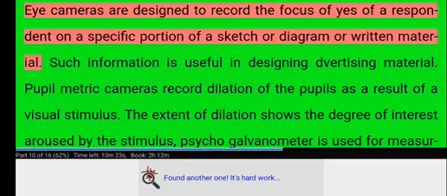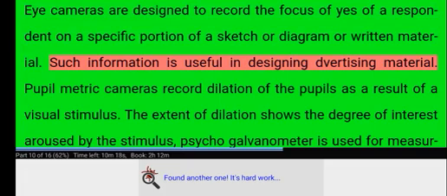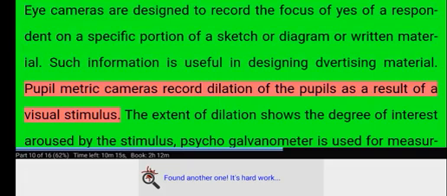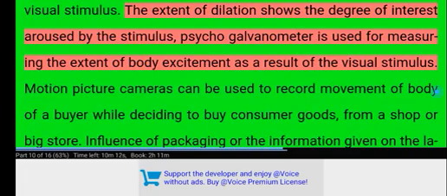Eye cameras are designed to record the focus of eyes of a respondent on a specific portion of a sketch or diagram or written material. Such information is useful in designing advertising material. Pupil-metric cameras record dilation of the pupils as a result of a visual stimulus. The extent of dilation shows the degree of interest aroused by the stimulus. Psychogalvanometer is used for measuring the extent of body excitement as a result of the visual stimulus.